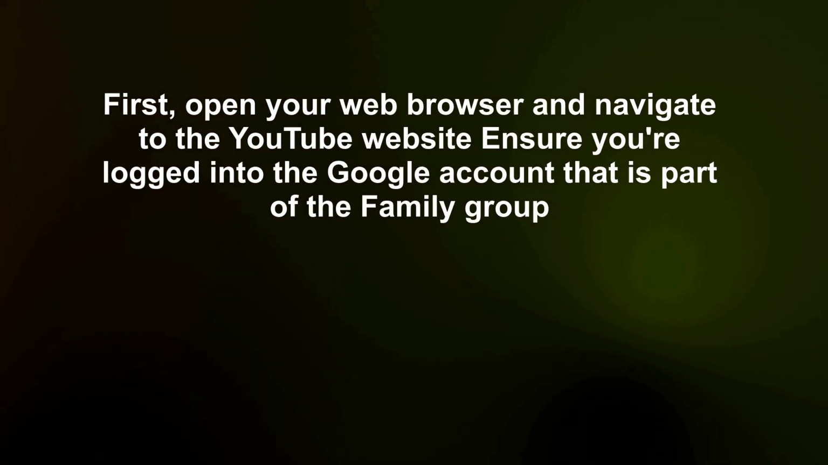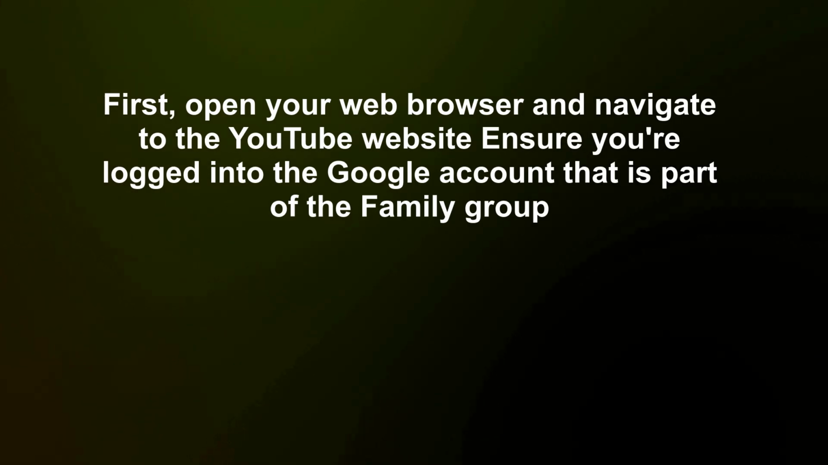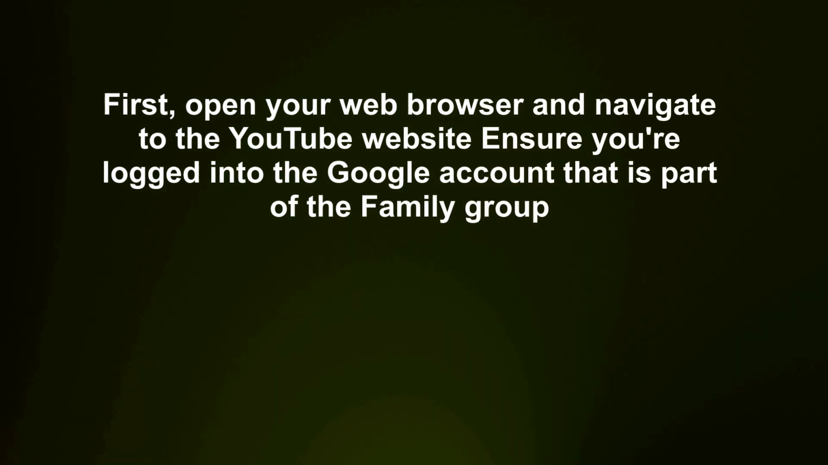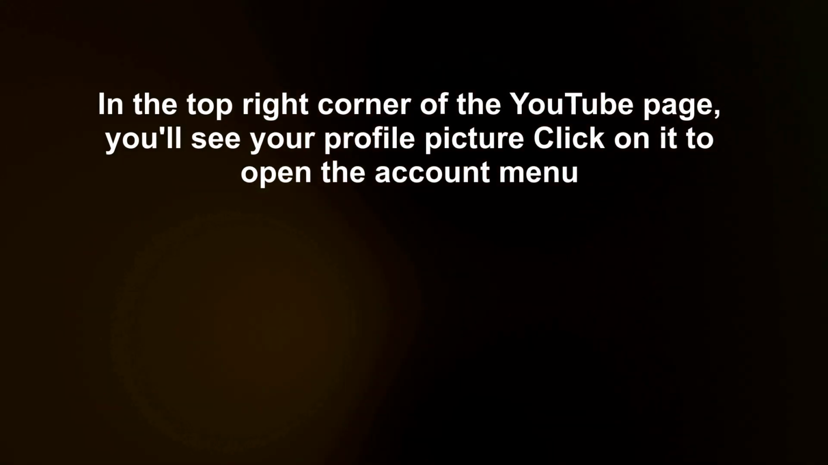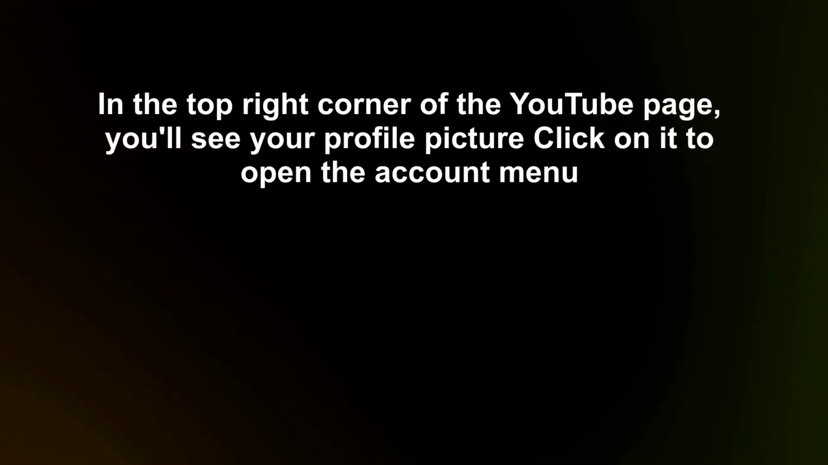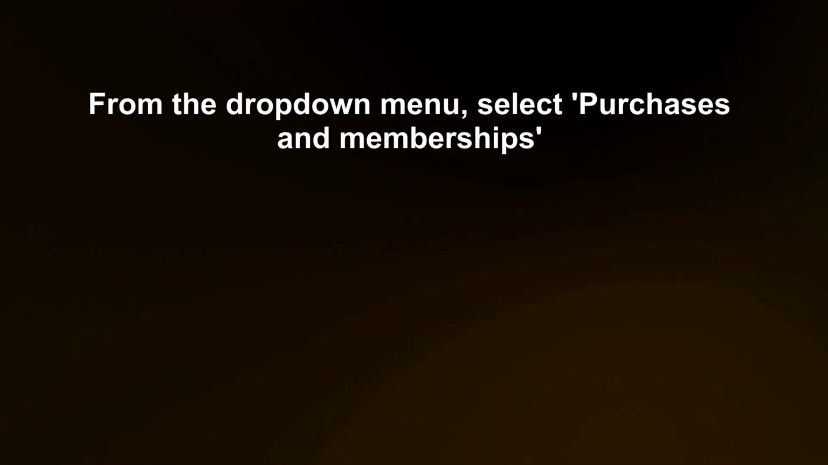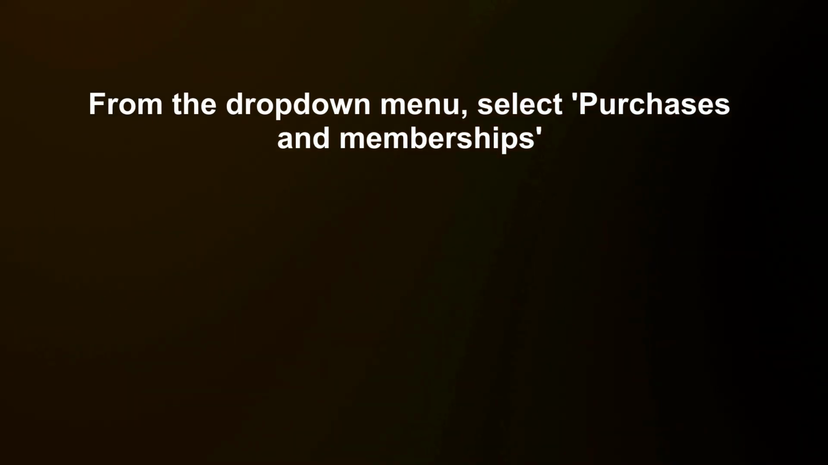First, open your web browser and navigate to the YouTube website. Ensure you're logged into the Google account that is part of the family group. In the top right corner of the YouTube page, you'll see your profile picture. Click on it to open the account menu. From the drop-down menu, select Purchases and Memberships.